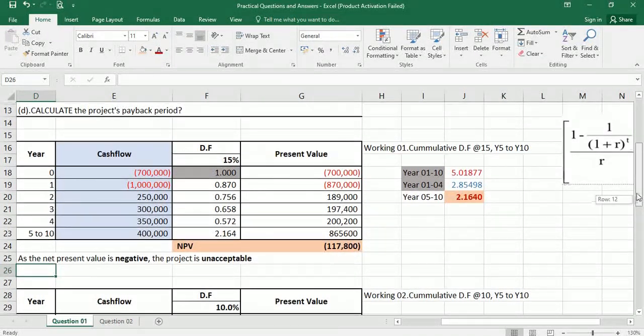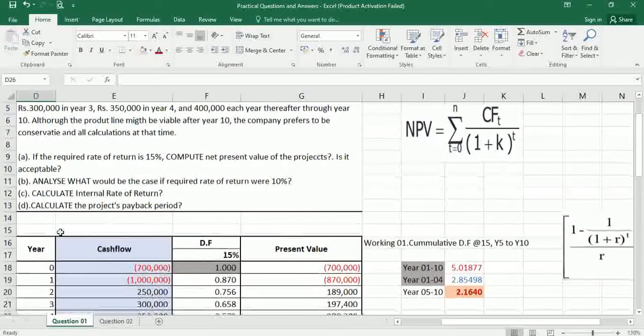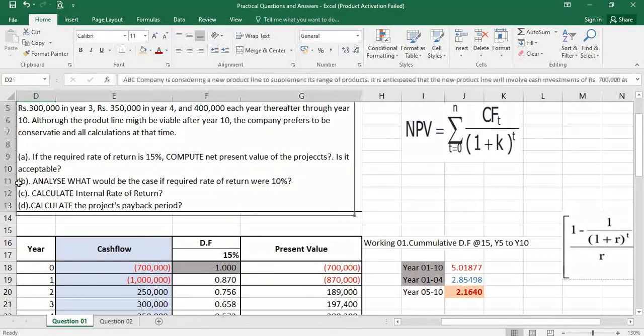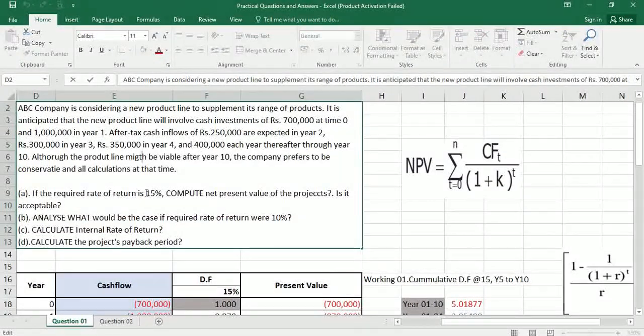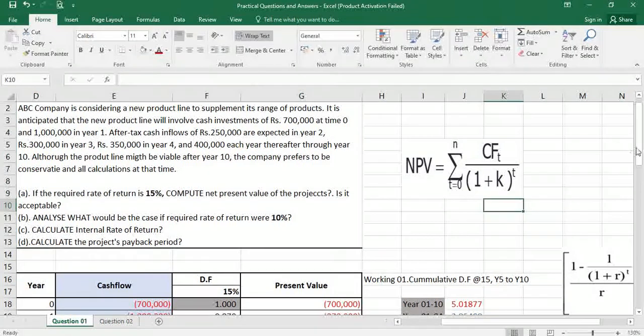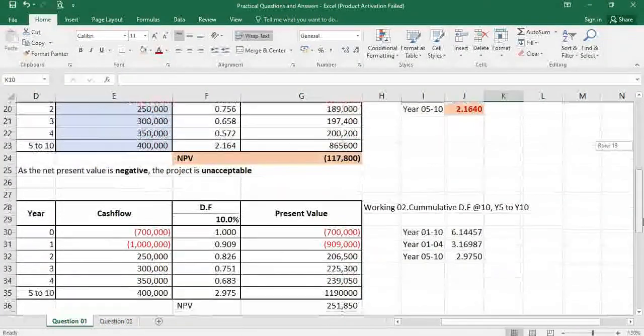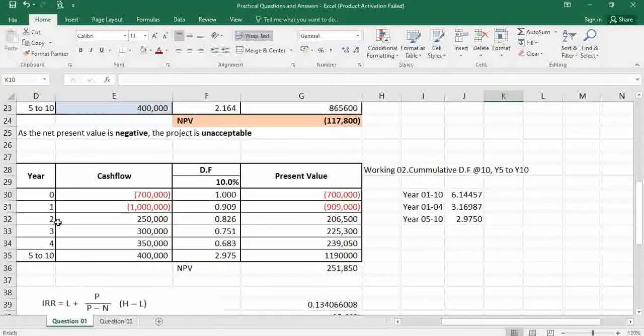Okay, let's move to question 2. Analyze the B part of the question. Analyze what would be the case if the required rate of return were 10%, right? Earlier the percentage was 15, right? Now, the second part of the question is asking to calculate using the percentage 10, right? Same way you can follow it up, same table, right?